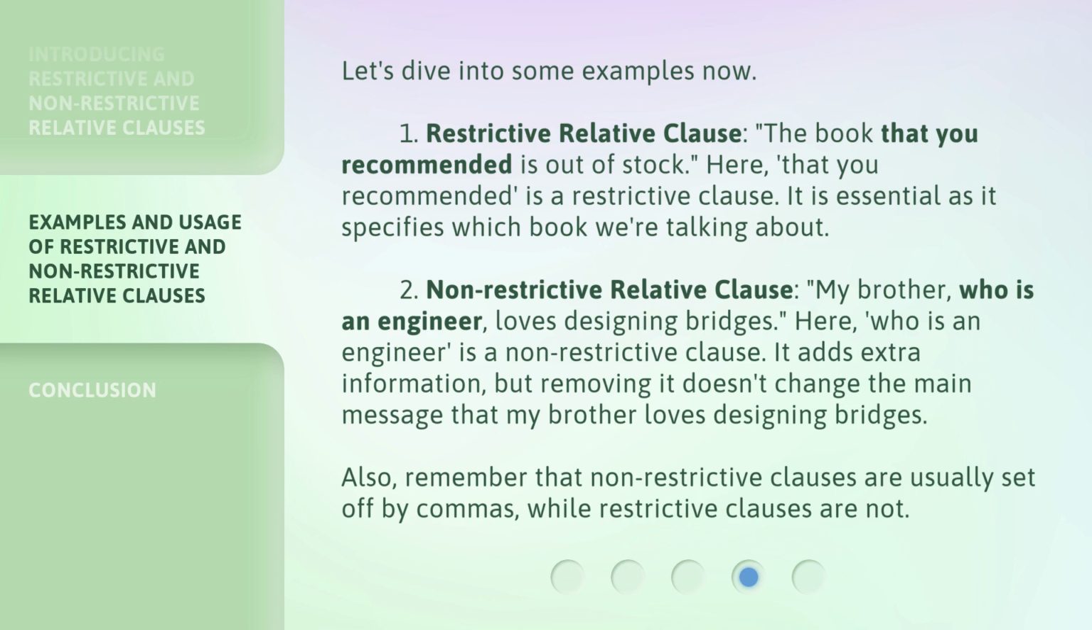2. Non-restrictive relative clause. My brother, who is an engineer, loves designing bridges. Here, who is an engineer, is a non-restrictive clause. It adds extra information, but removing it doesn't change the main message that my brother loves designing bridges. Also, remember that non-restrictive clauses are usually set off by commas, while restrictive clauses are not.